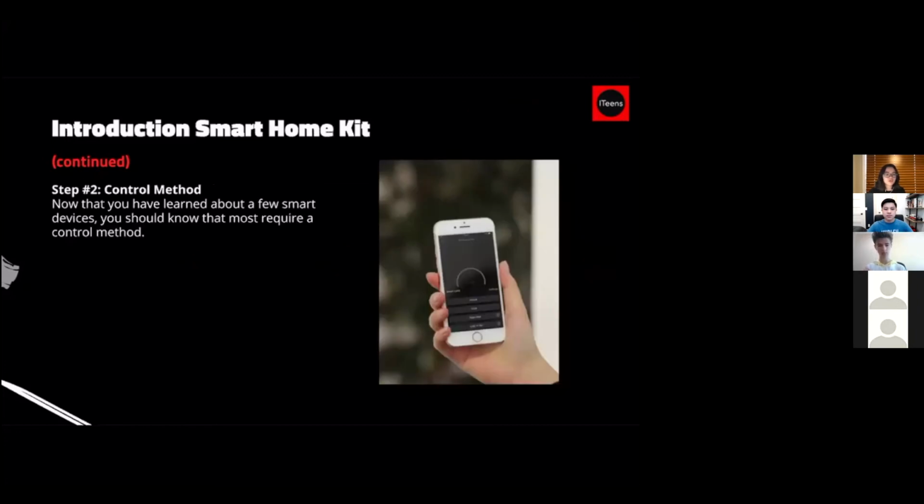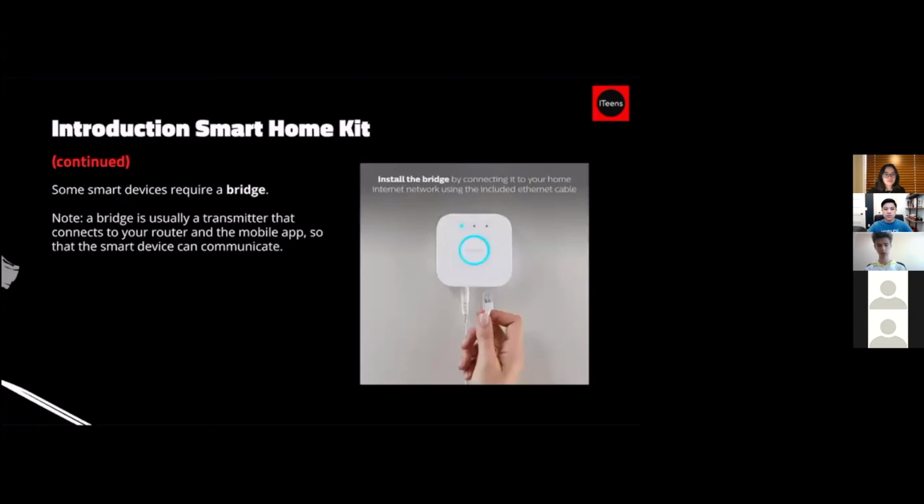Step 2. Control method. Now that you have learned about a few smart devices, you should know that most of them require a control method. Some smart devices require a bridge. Note, a bridge is usually a transmitter that connects to your router and the mobile app so that the smart device can communicate.